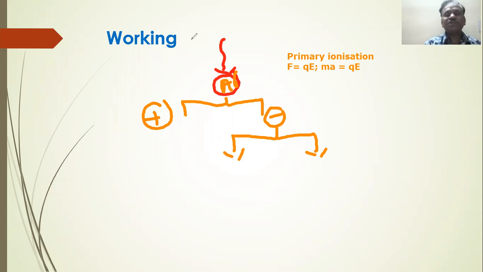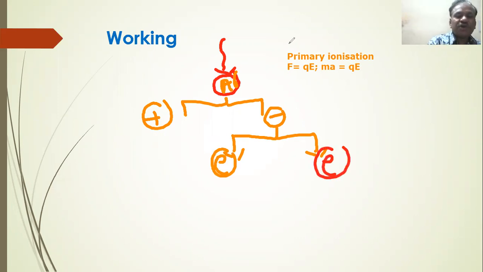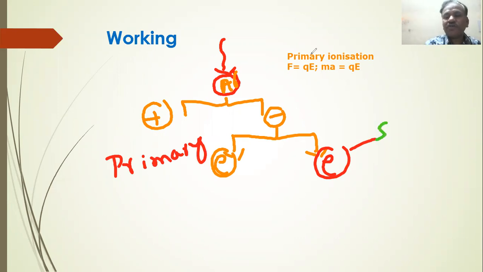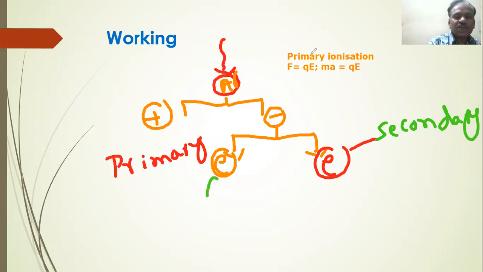Here, one more positive ion and negative ion are formed. This electron is called the primary electron, and this one is called the secondary electron. Again, this electron creates the next ionization phenomenon. Again you get electron, electron. In this fashion, a number of electrons are formed, and an electron cloud is produced in the entire chamber.